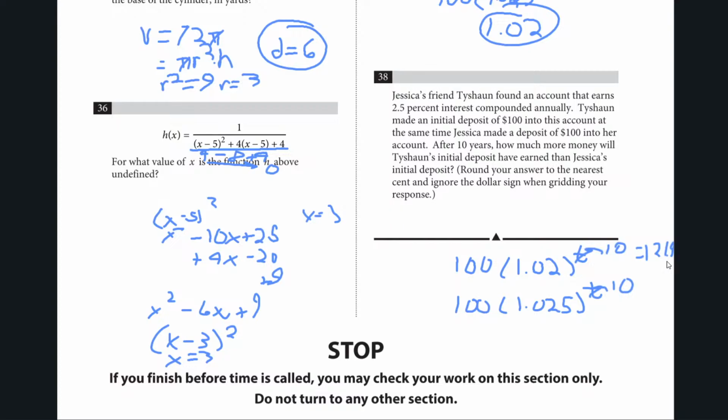1.025 to the 10 is 1.28. Multiply that by 100 and we get 128. So 128 minus 121.9 is $6. It doesn't really mean much in the short term, but I guess if this was with more money in the account, maybe it would have been worth it.